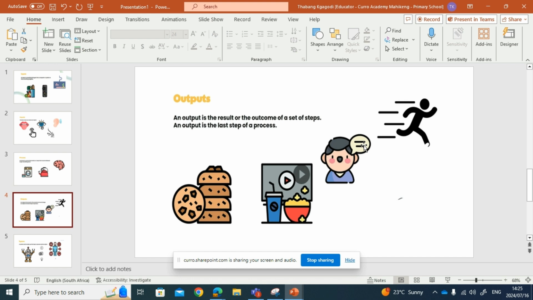When I'm talking to you now, the information that I'm telling you is output, but you have to take it as an input, process it, and understand so that you can explain it to the next person as output. When you are running, it's an output.